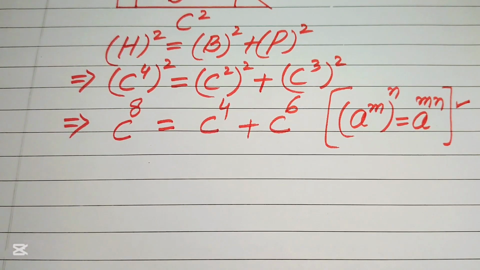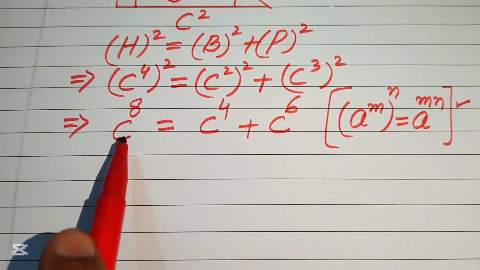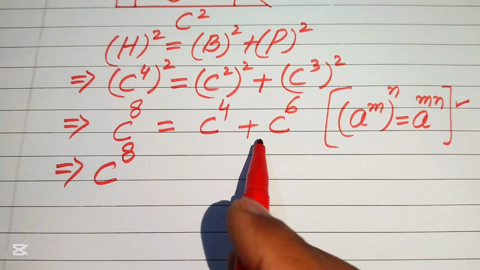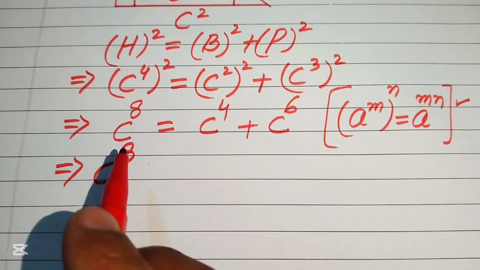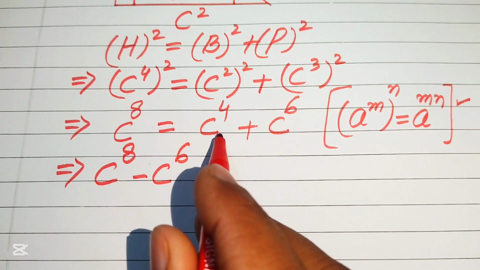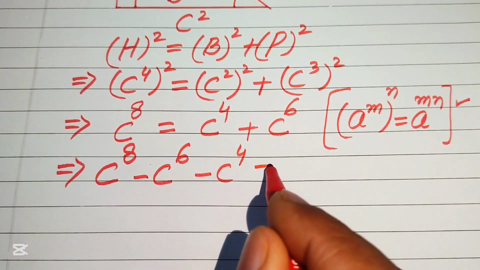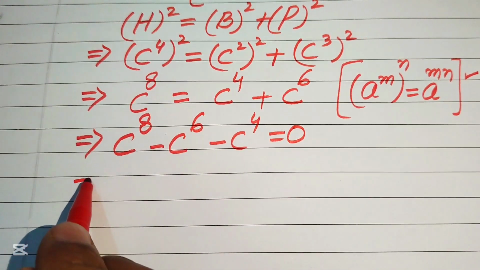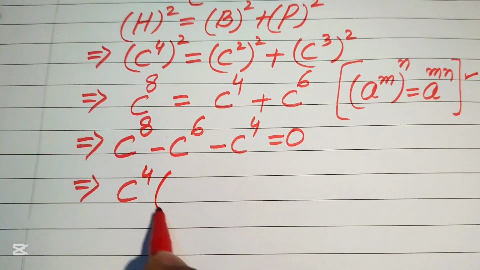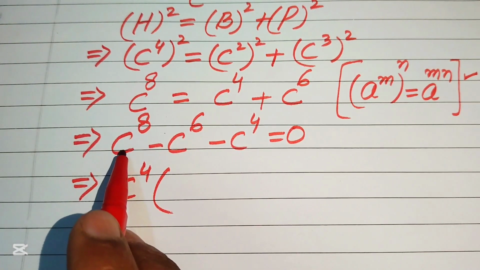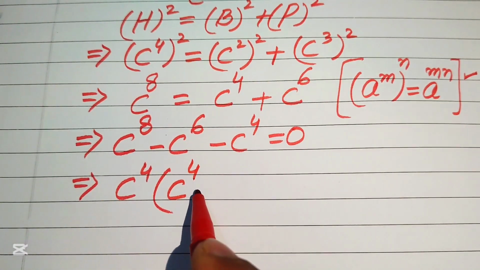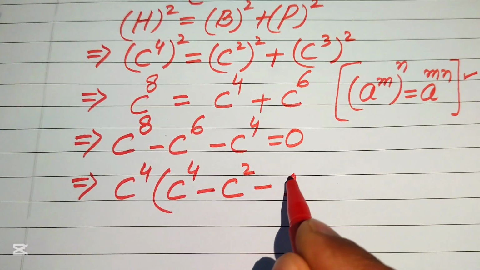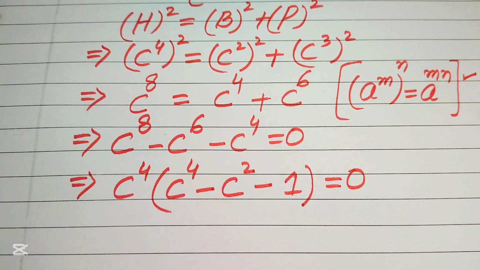In the next step, we need to move these two terms from the right hand side to the left hand side. So it will be written as c to the power of 8. When we move c to the power of 6 to the left hand side, it becomes minus c to the power of 6, and c to the power of 4 becomes minus c to the power of 4, and this whole equals 0. Each of these terms contains c to the power of 4, so we take c to the power of 4 common. The remaining terms are: from c to the power of 8 we get c to the power of 4, from c to the power of 6 we get c square, and from c to the power of 4 we get only 1, and this whole equation equals 0.